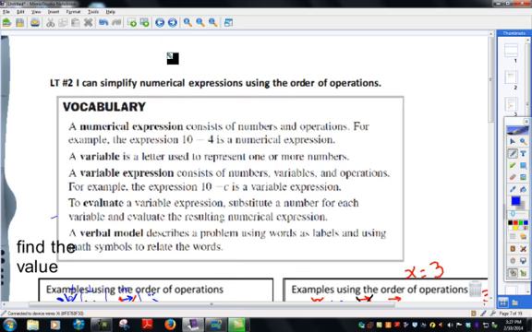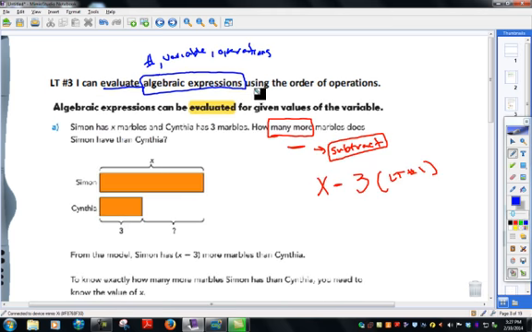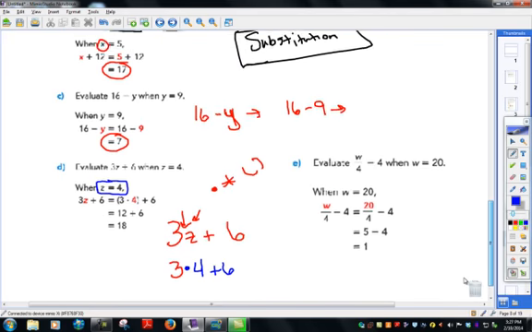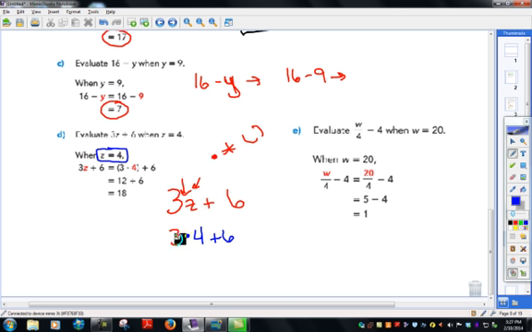Let's go back to the previous page. We simplified numerical expressions using the order of operations. So that means we need to evaluate algebraic expressions also using the order of operations. This is very important. This is the most important thing about this learning target. Okay? So what I mean is you're going to still write PEMDAS above here. You still got to do it, because you still have to follow the order of operations. You can't just simply add 4 and 6 together. You must follow the order of operations.